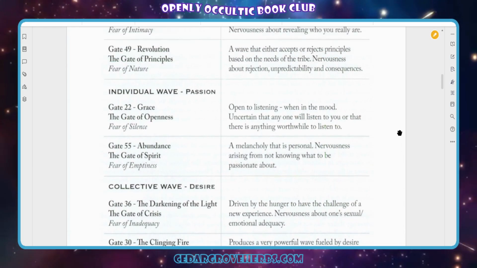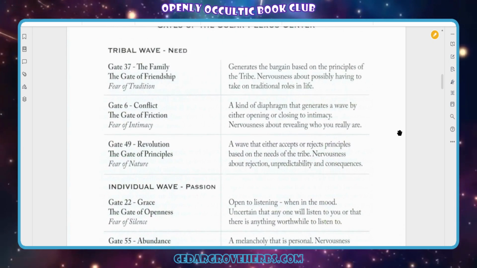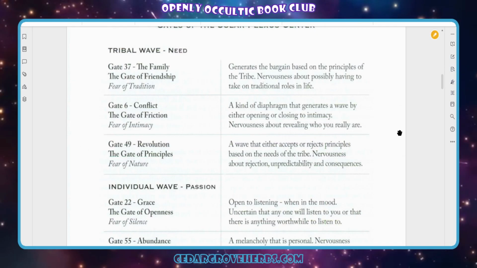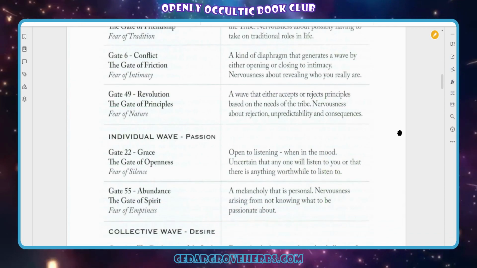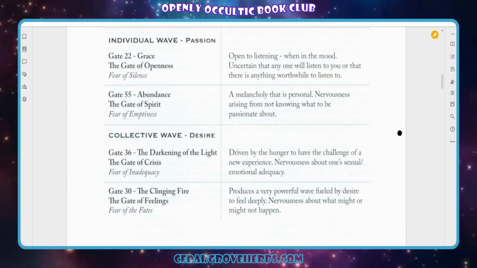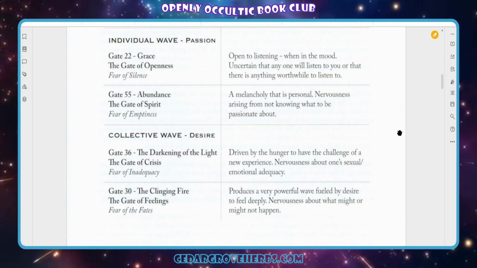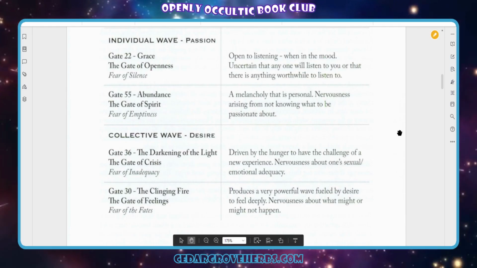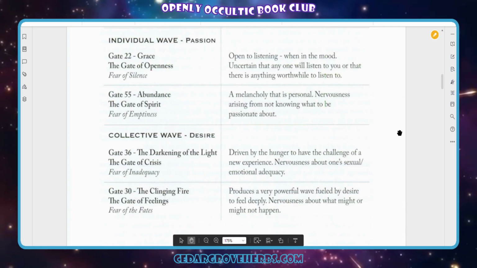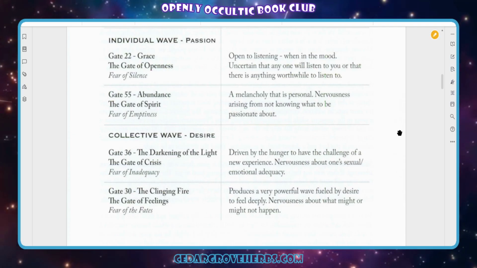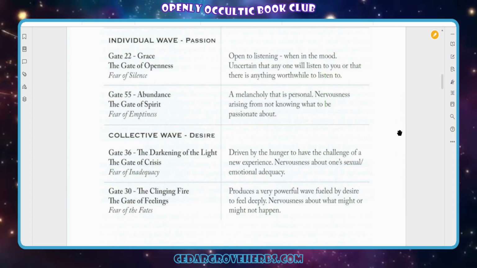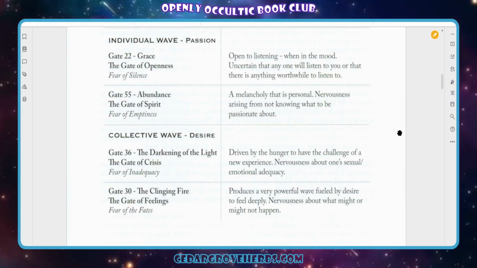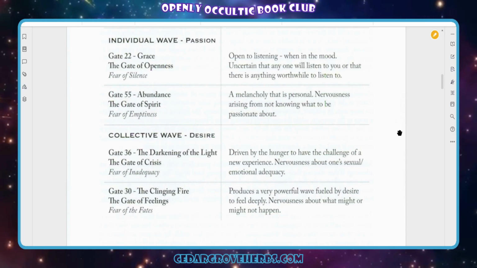Gate 30. Okay, because gate 6 is a tribal wave, a need. Gate 30, which is a collective wave talking about desire, the clinging fire, the gate of feelings, fear of the fates, produces a very powerful wave fueled by desire to feel deeply. Nervousness about what might or might not happen.